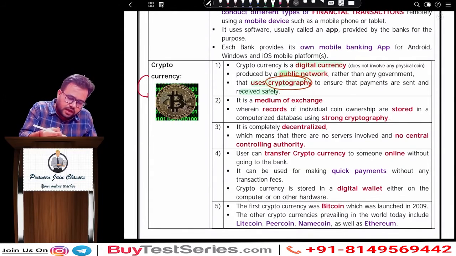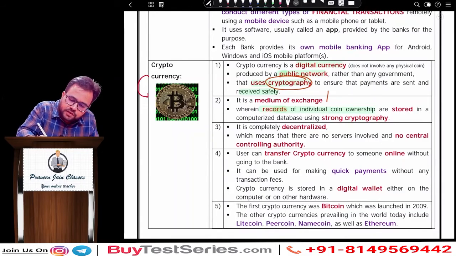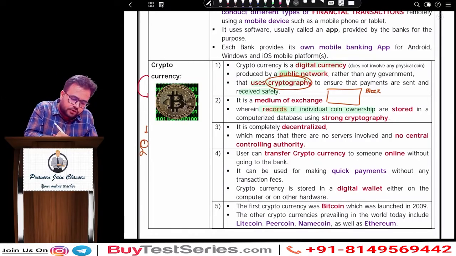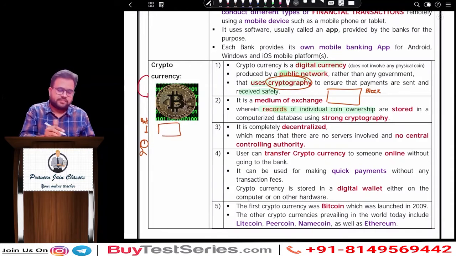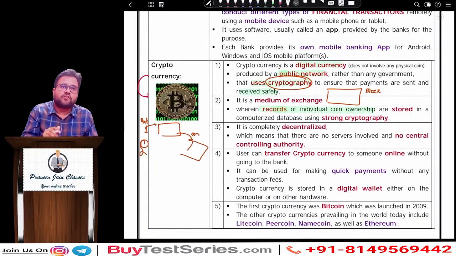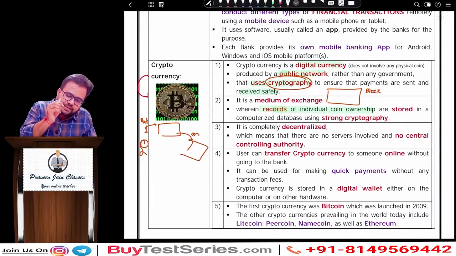So cryptocurrency is a medium of exchange where records of individual coin ownership are kept. Obviously there will be something called blocks. Agreed? So every person who is having bitcoins today, sir, will be having something called a digital wallet, है ना? So उसमें all the records will be made, and जैसे he transfers, at that time one block will be generated, है ना? You can see it is a medium of exchange.